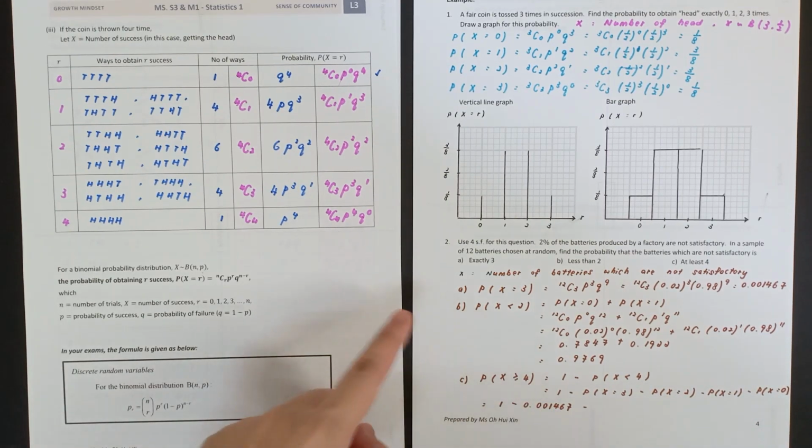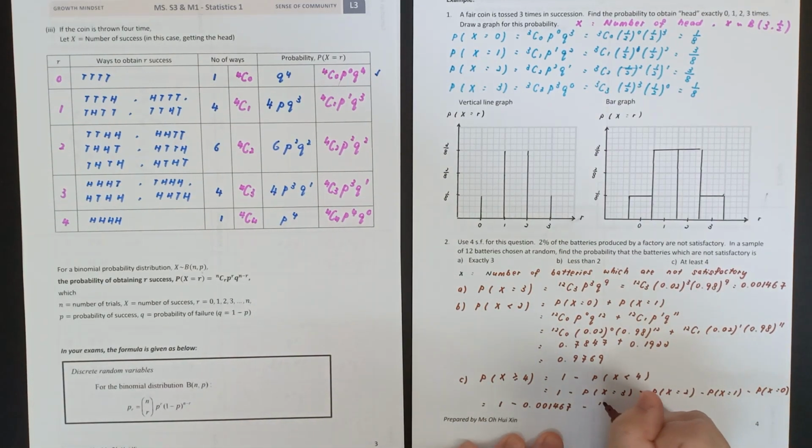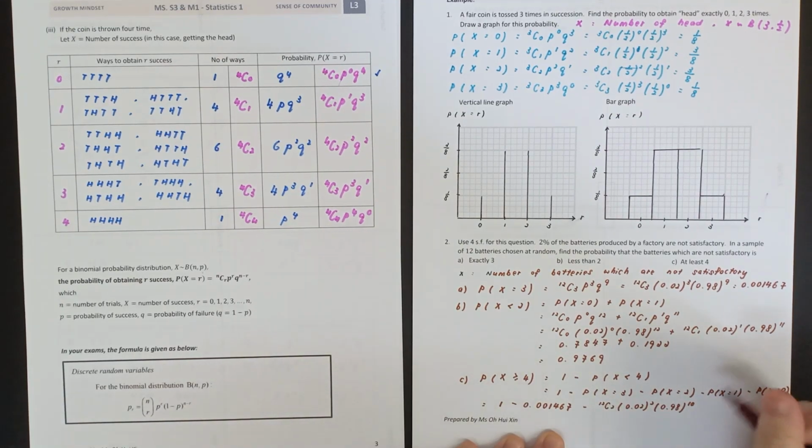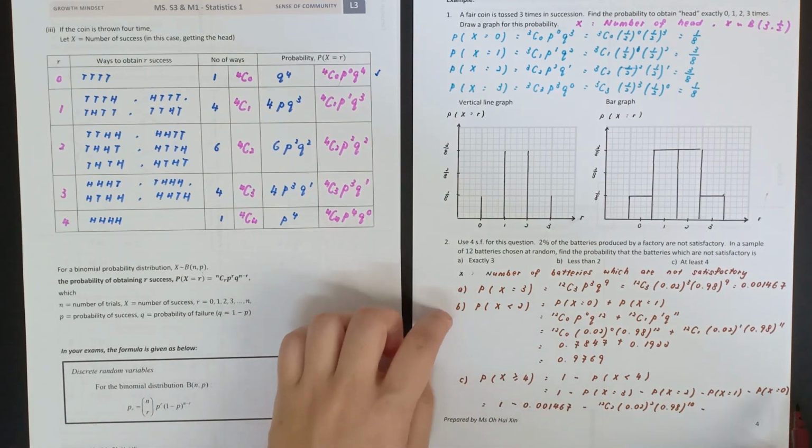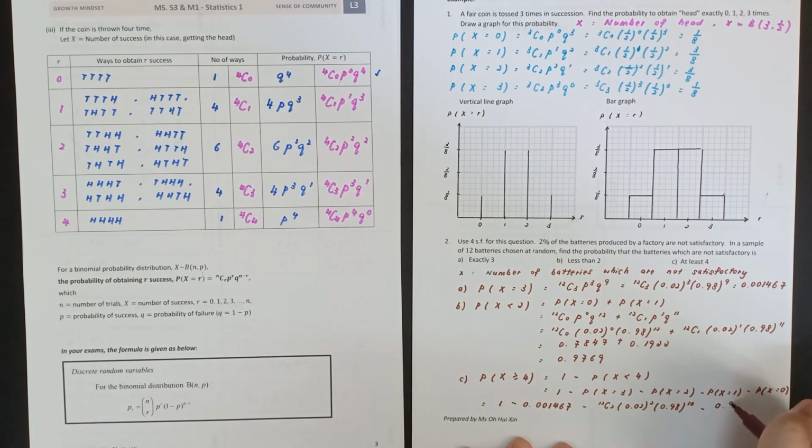Do you have anything? No. So you need to find it out. 12C2, your P, 0.02 to the power 2, 0.98 to the power 10. Okay? And then minus x equals to 1 and x equals to 0. You have found it in B, right? So you straight away use it here. Okay, so you use your calculator to get the answer, then you will be able to get 0.000063.